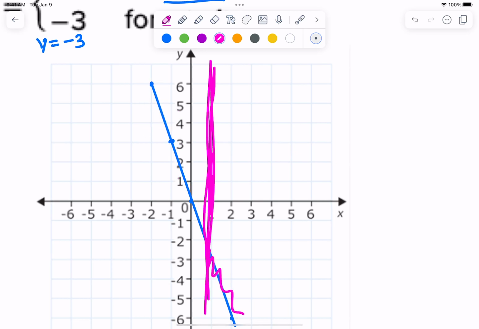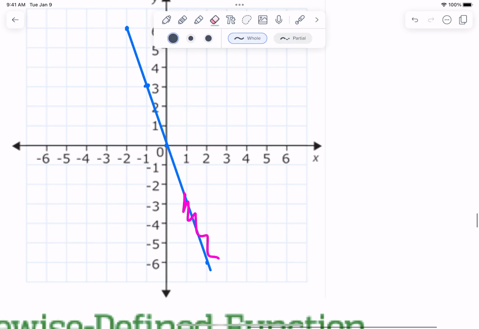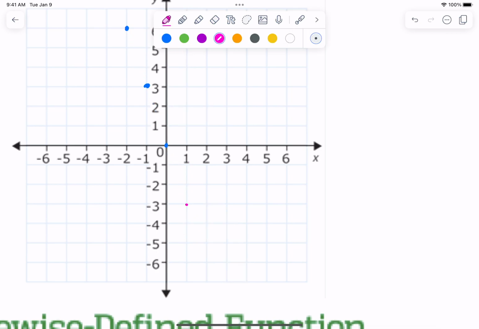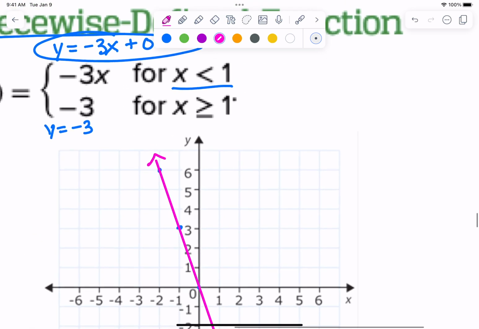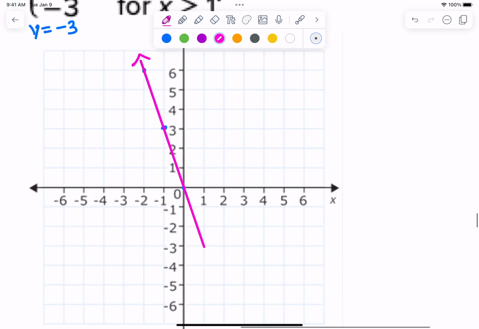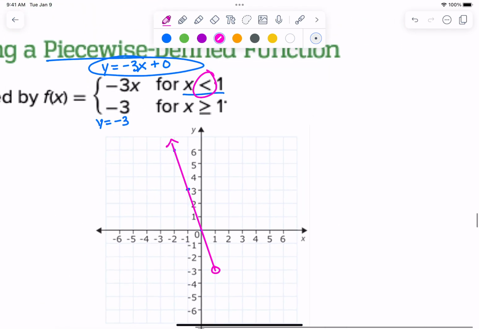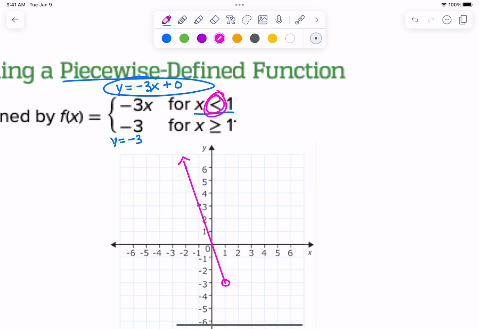So I'm going to get rid of this chunk. So I'm going to erase him, on this side of 1. All right? So I got to do my function again. And he's going to look like this. That's where he is. He's going to start, and he's going to go that way. Now, is he going to be an open circle or a closed circle? Open. He's an open circle because it's not equal to, right?